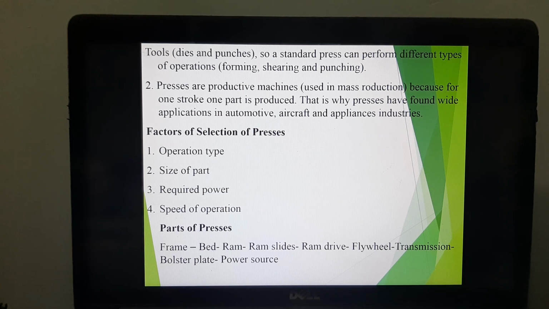Number 2, size of part. Is your part big, small, or medium? What kind of size of part are you expecting? Number 3, required power. How much power is needed? Depending on the type of operation, the power will vary. And number 4, the speed of operation.